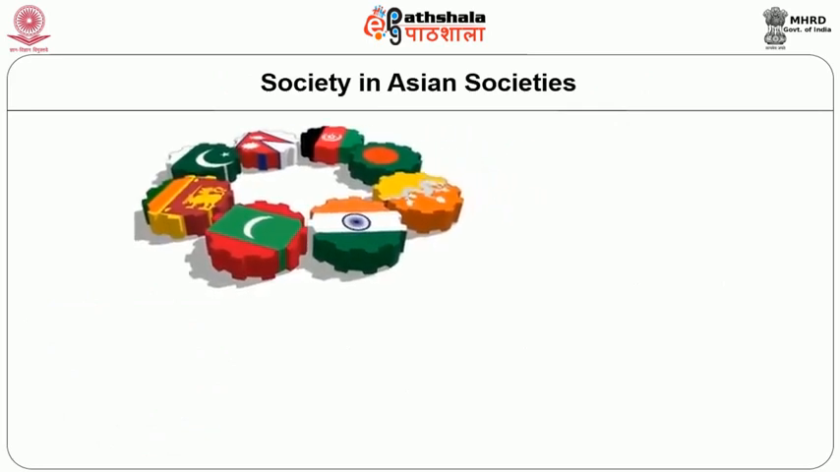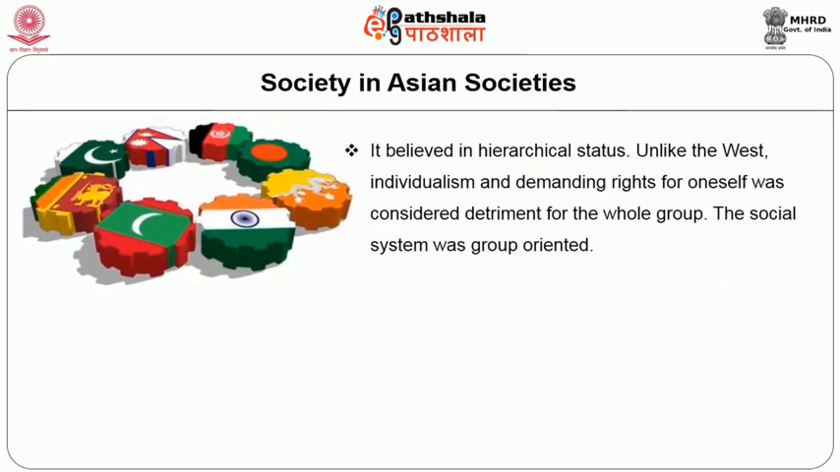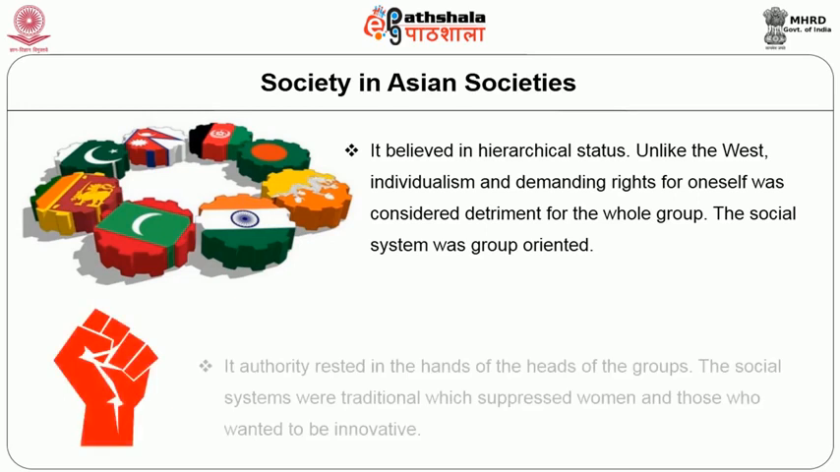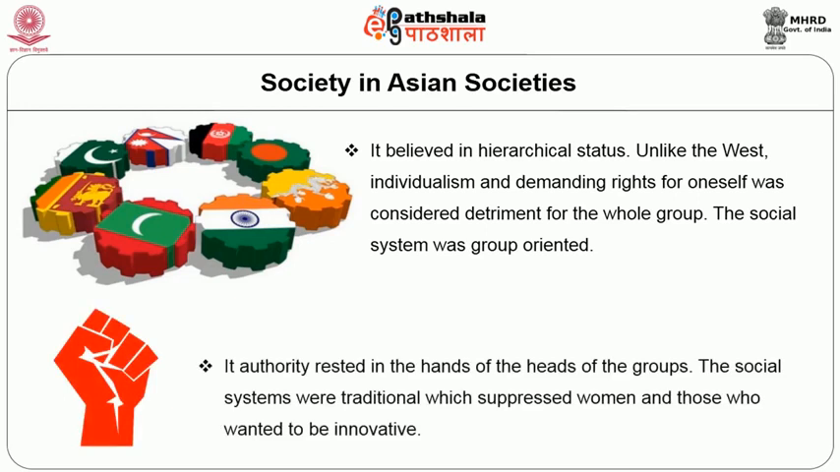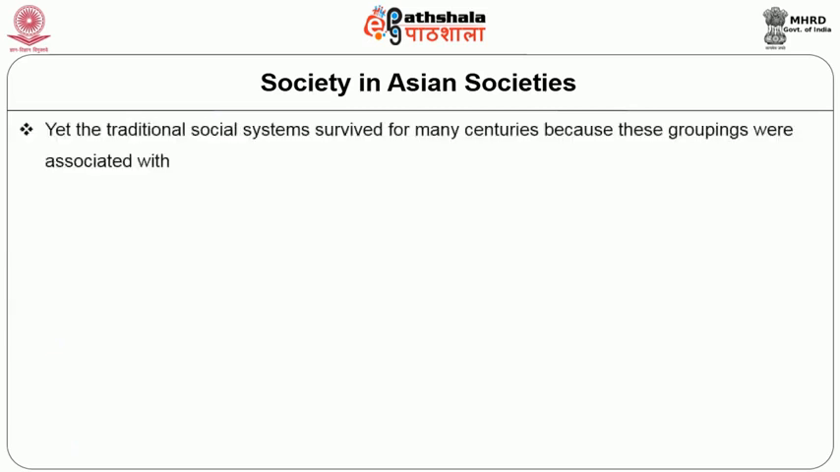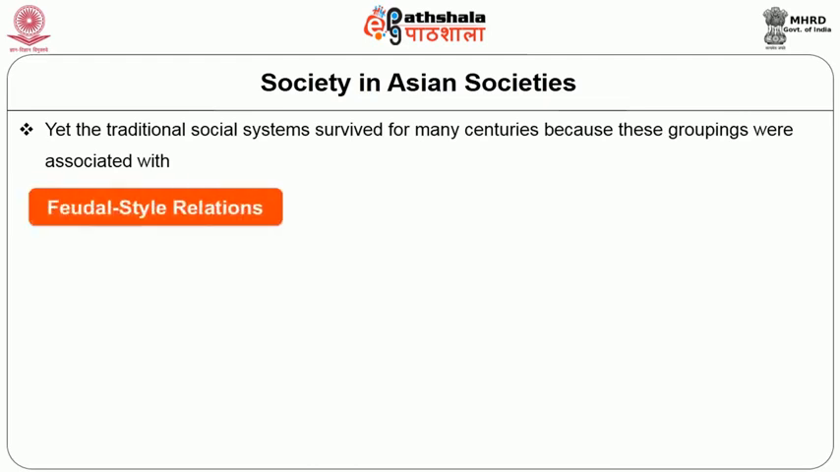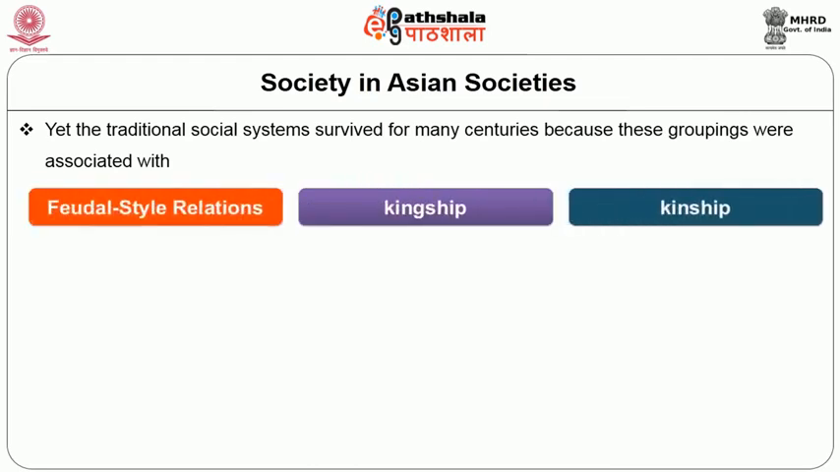Society in Asia. The ancient society believed in hierarchical status. Unlike the West, individualism and demanding rights for oneself was not encouraged; the individual was considered subordinate to the whole group. The social system was group-oriented. That is why power and authority rested in the hands of the heads of the group. The social systems were traditional, which suppressed women and those who wanted to innovate. Yet, the traditional social system survived for many centuries because these groupings were associated with feudal-style relations, kingship, kinships, occupations, etc.